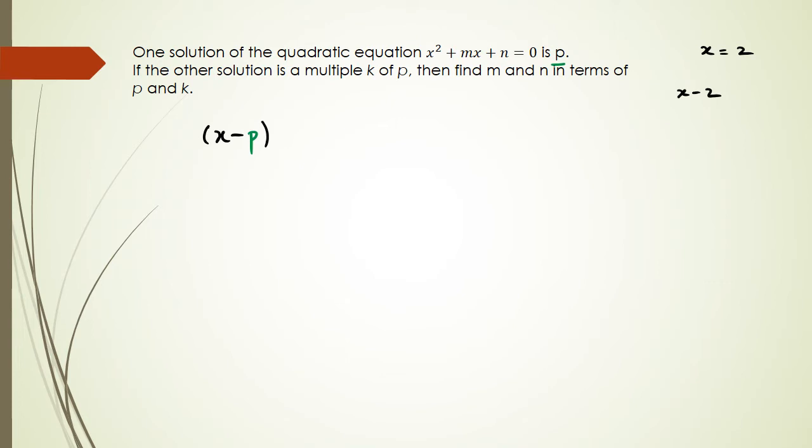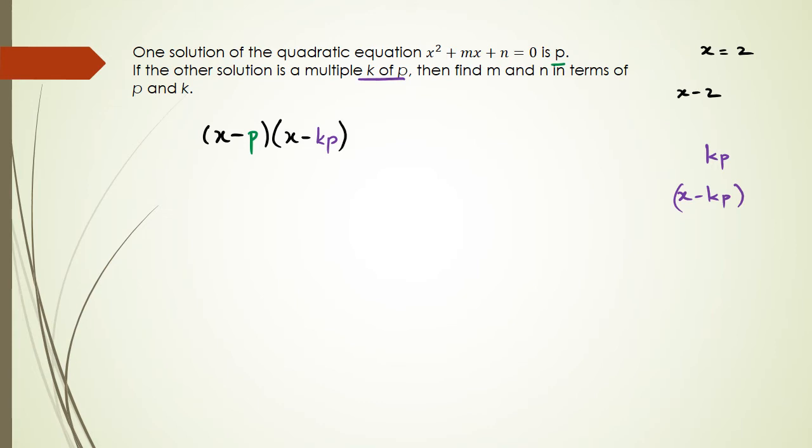Now the second part is we also know that the other solution is a multiple of P, that is K times P. So if you have a multiple K of P, you can say that's just Kp, which means the factor there would be x minus Kp. So I'm going to write that here, multiplied by x minus Kp, and there's my quadratic right there.